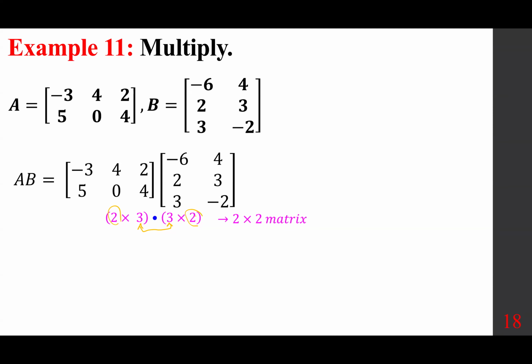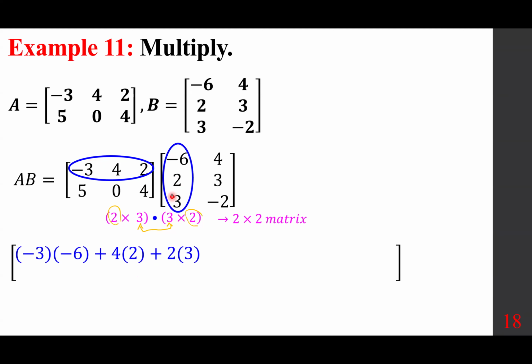All right. So let's see what we do. We are going to multiply the first row by the first column, these two. So we get minus 3 times minus 6 plus 4 times 2 plus 2 times 3. That's the very first entry. In fact, ignore that. Assume it doesn't exist. So now you multiply it by the second and you put it here.